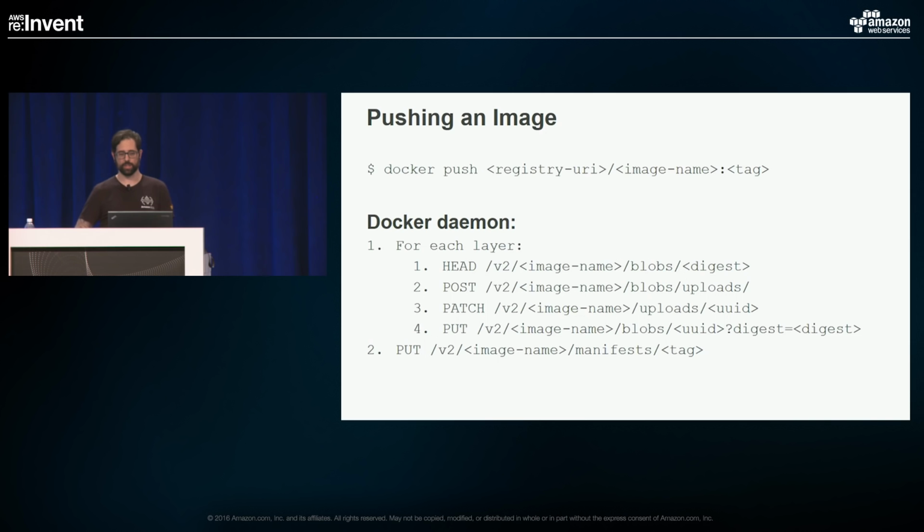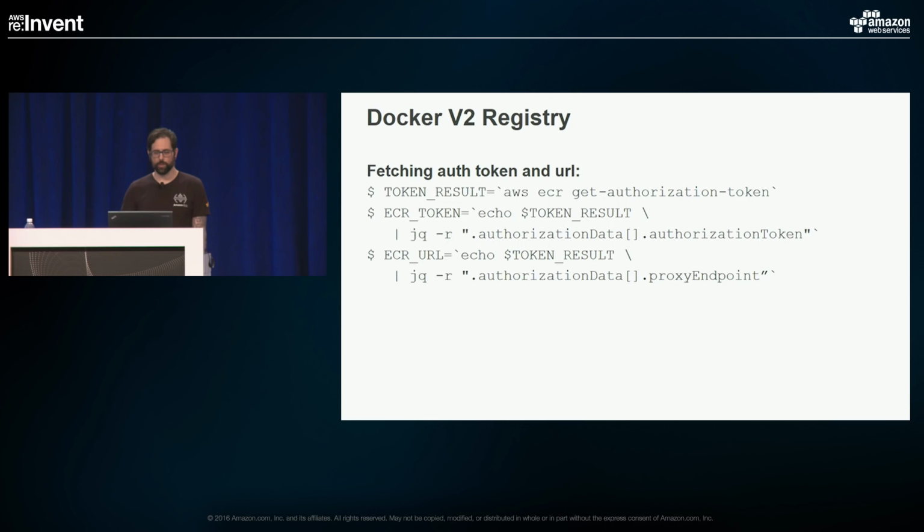Translating this to the API perspective, we can see it's just doing a HEAD check. It's doing a POST to initialize the upload. It's doing a PATCH to actually send the binary contents for the layer. And then it's doing a PUT to finalize each individual layer. Again, from Docker 1.10 and above, it can actually parallelize these uploads and speed things up.